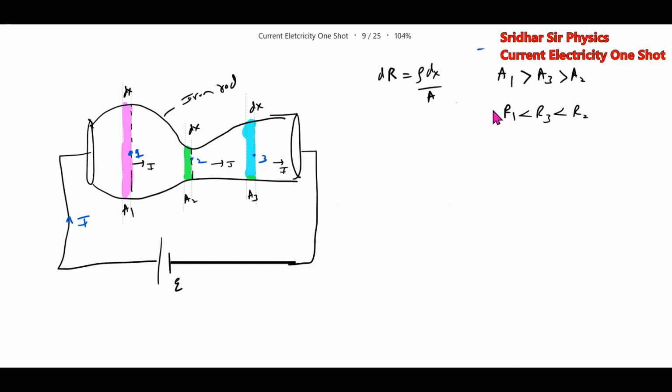Same current flows. Then what about the potential difference? The potential difference will be delta V1, because delta V1 equals I R. So delta V1 less than delta V3 less than delta V2. What about the power dissipation in the element? Power dissipation should be equal to I squared R1. So dP1 less than dP3 less than dP2.